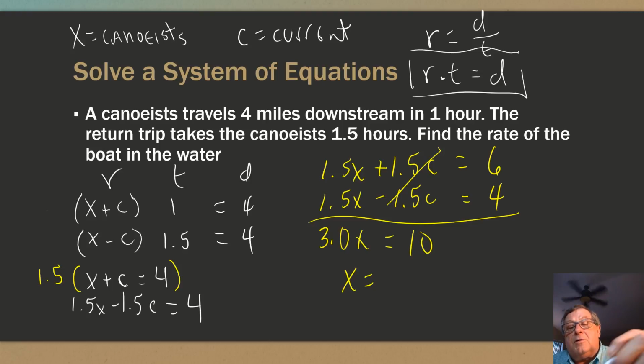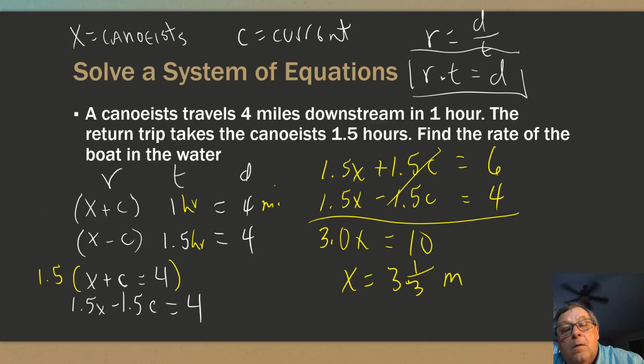It is 3 1/3. So X is equal to 3 1/3 miles. We had miles here. We had hours here. Miles per hour.